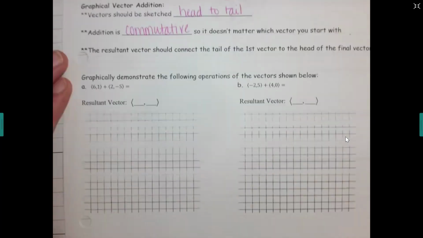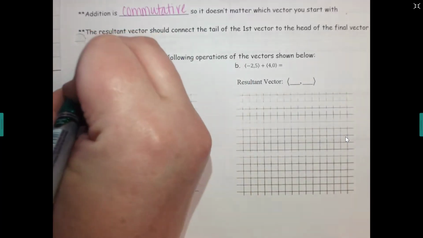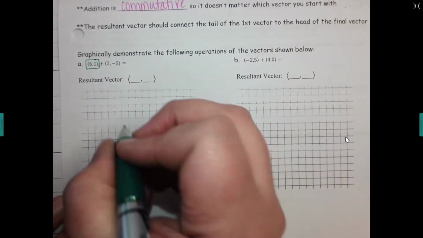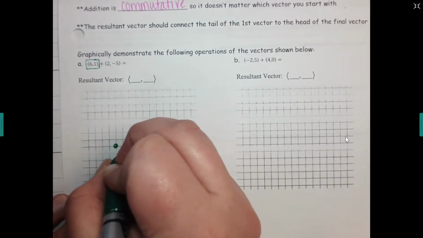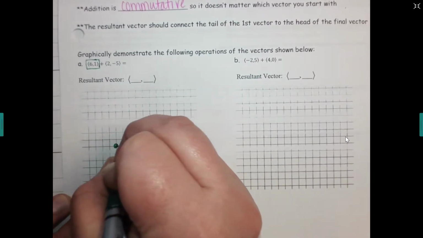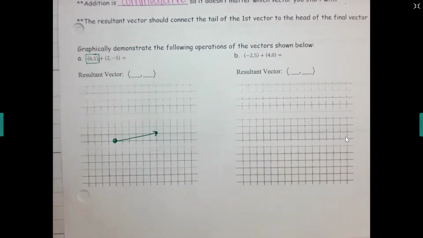So we're going to start with <6, 1>. I want you to pick a spot on your grid and sketch that vector. So I'm going to start right here, but again, it really doesn't matter. Then 6 is my horizontal: 1, 2, 3, 4, 5, 6, and then up 1. We practiced that last class.